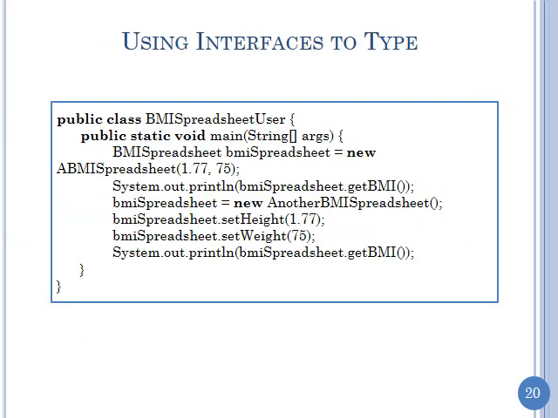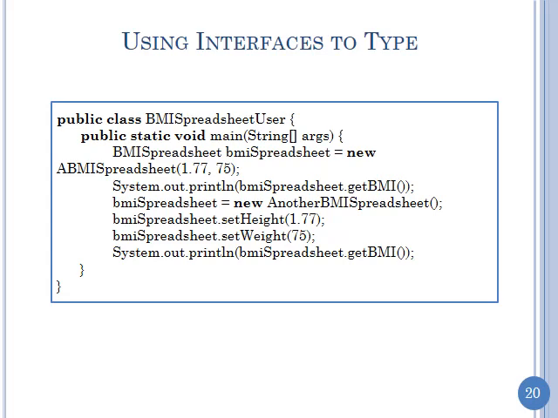And what does that mean? That means that we can use interfaces to type. And we saw that earlier last time. We can not only type an object or an instance using a class, but also using an interface. So I can assign to a BMI spreadsheet variable an instance of a BMI spreadsheet class, because that instance is also an instance of the interface. And I can go and do a get BMI afterwards. The interesting thing is that because I've typed the variable using an interface, I can assign to it another BMI spreadsheet instance, because that variable can be assigned instances of both classes.